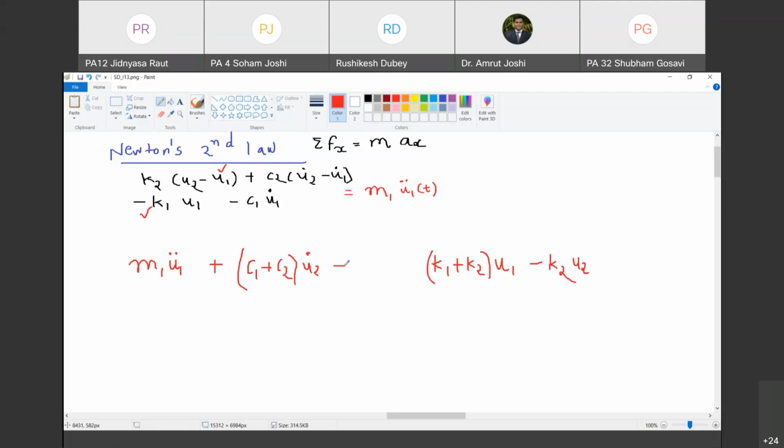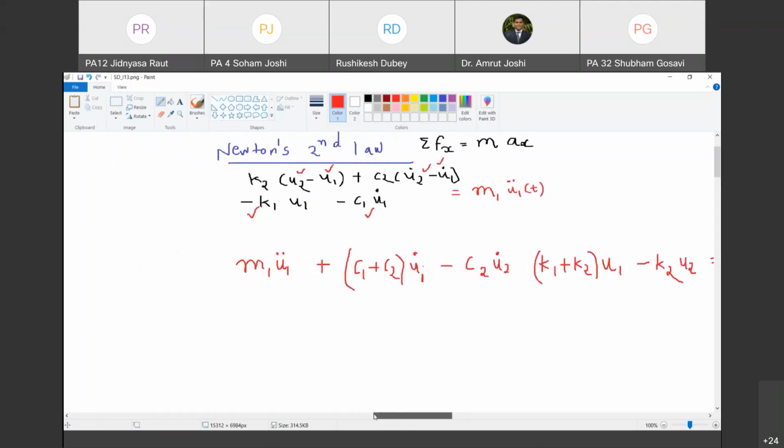C2 into U2 dot is positive here. It goes on the other side, becomes negative. Minus C2 into U2 dot. This has to be U1 dot, I'm sorry. So we have considered this term and we have considered both these terms. Both these have been considered. This has to be equal to 0.